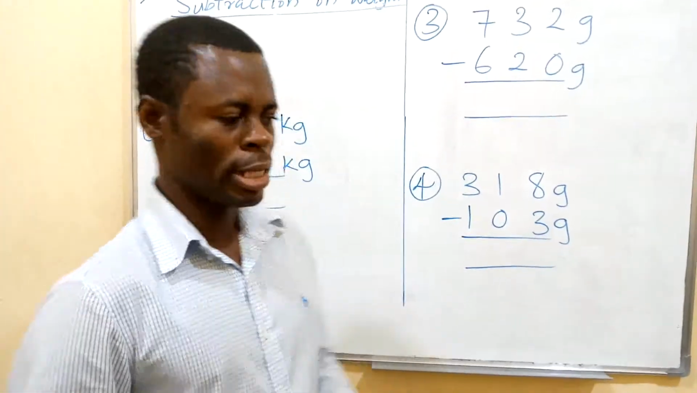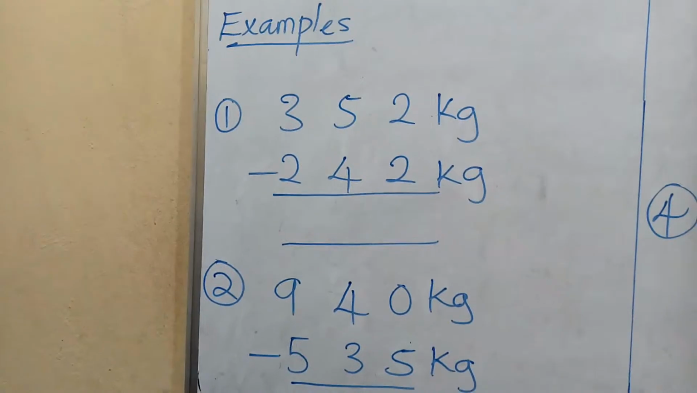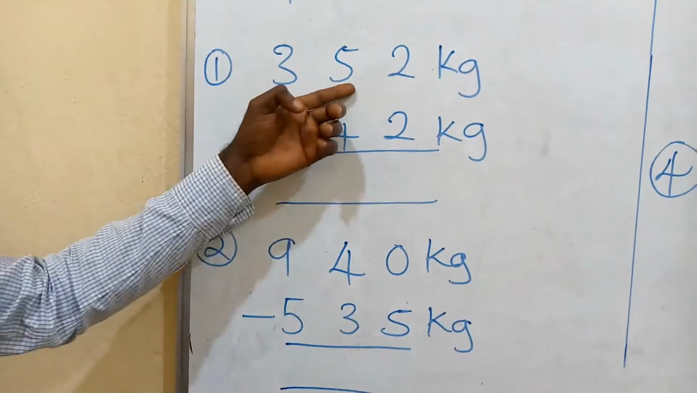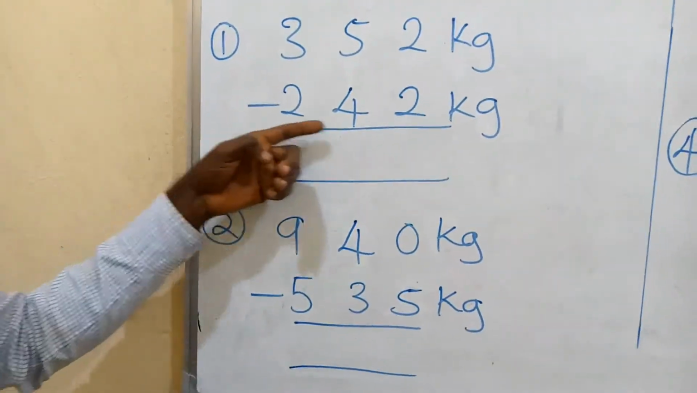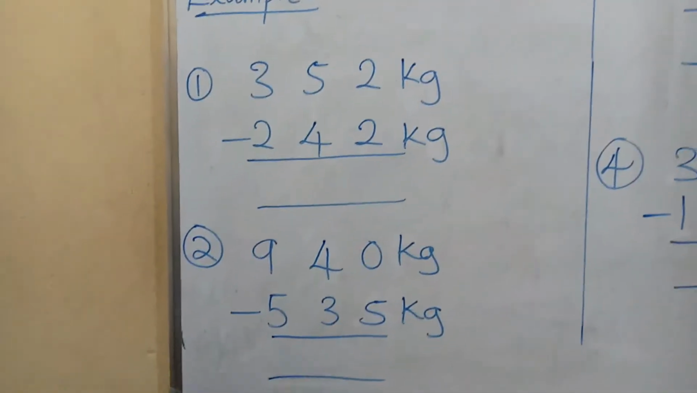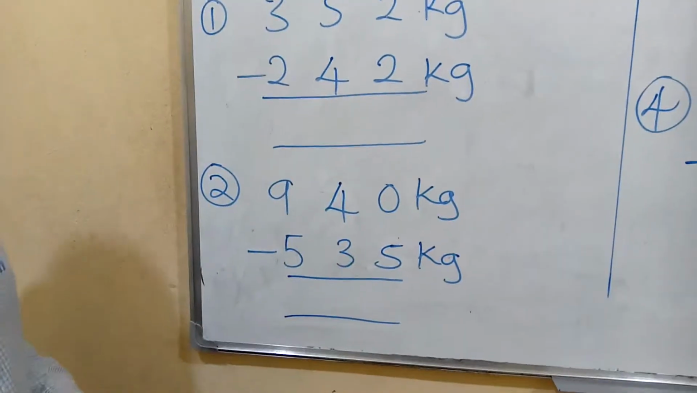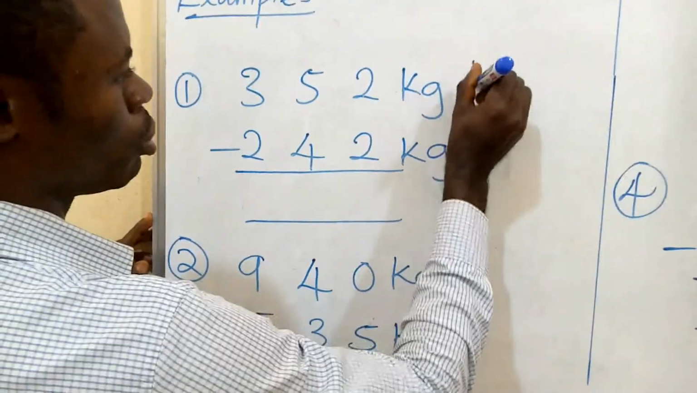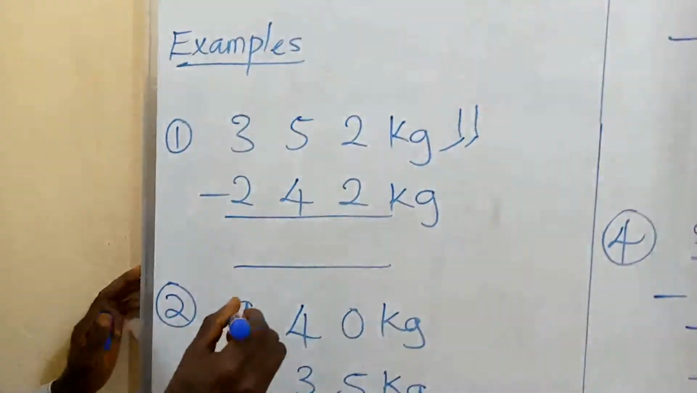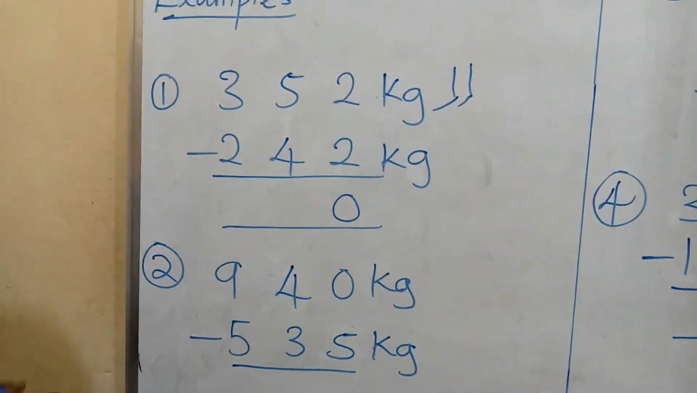Alright? So we are starting with example 1 here. Example 1, we have 352 kilograms minus 242 kilograms. Starting from the unit column, we have 2 minus 2, or 2 take away 2. So we count 2, 1, 2, and then we take away 2, 1, 2. So what's left? Nothing. So 2 minus 2 is what? 0. Then we move to the tens column.